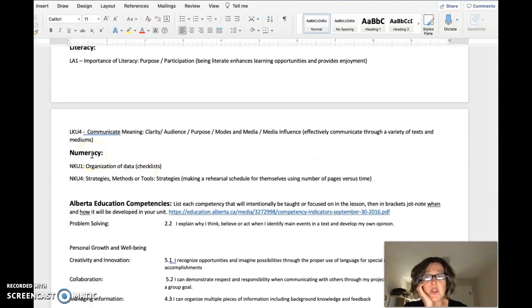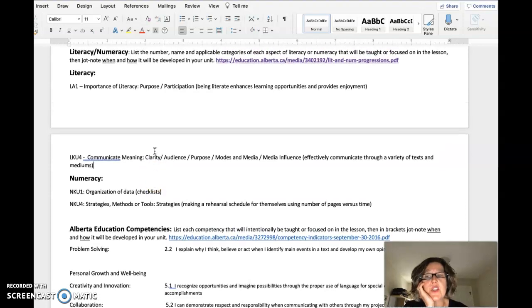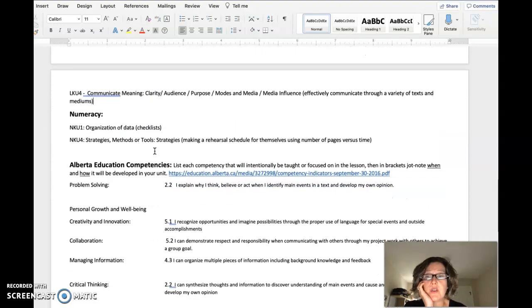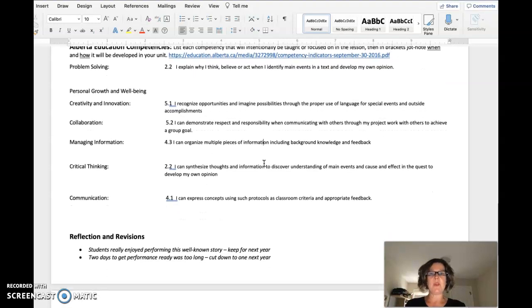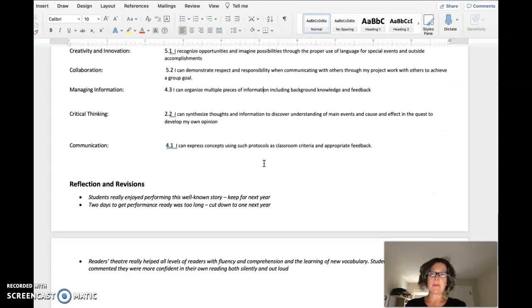And the same thing for numeracy. So we're looking for those literacy and numeracy competencies on every unit plan. Here are the education competencies, and what you're going to do is write out how they are connected to what specifically you have taught in the unit plan. So again, have a read through what I have given you for an example compared to the documentation.